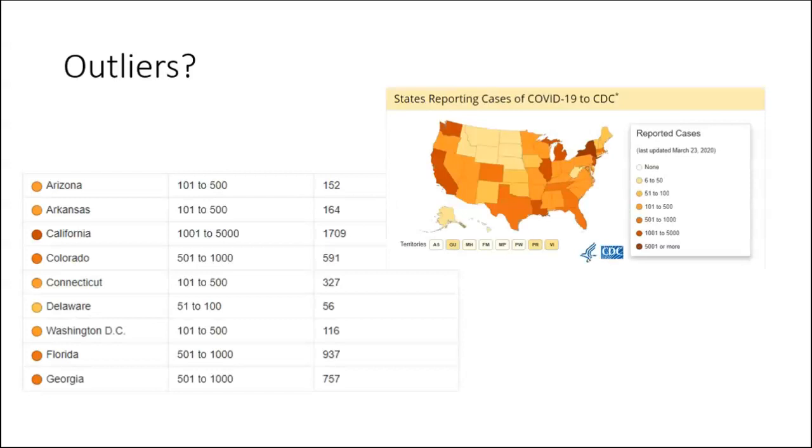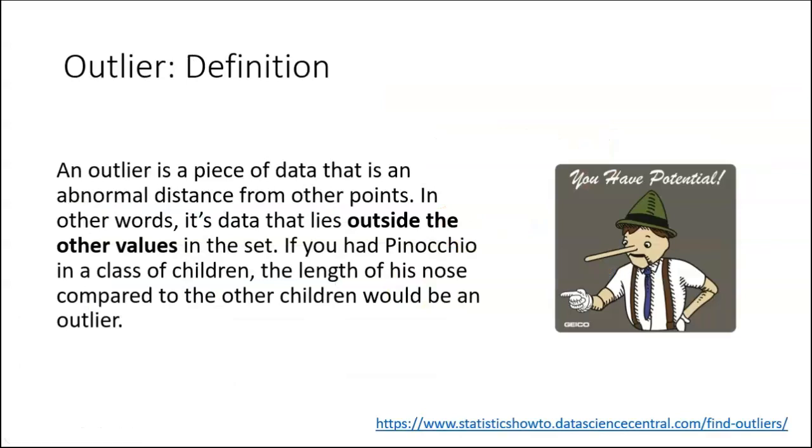So I'd like to return to our data that we used in the average PowerPoint, and this is just Arizona through Georgia just because I stopped there. And here are the numbers of cases back on that date. Now you might look at this and think, well man, 1709, that's an outlier, California. Compared to all the others, it's pretty high. Or maybe Delaware, 56, maybe that's an outlier. But how do we really know?